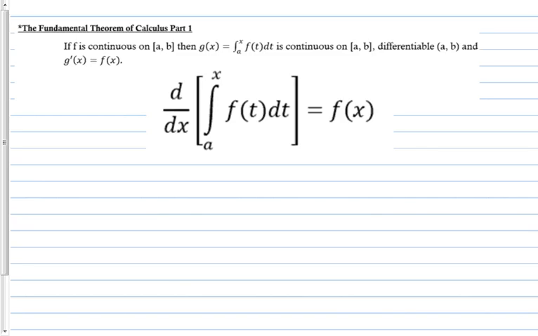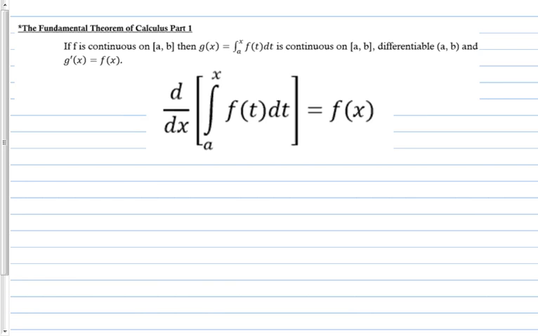The first part is simply stating if f is continuous on a closed interval a to b, then g of x is equal to the integral from a to x of f of t dt. And it is continuous on the closed interval ab and differentiable on the open interval from a to b. And g prime of x is equal to f of x.